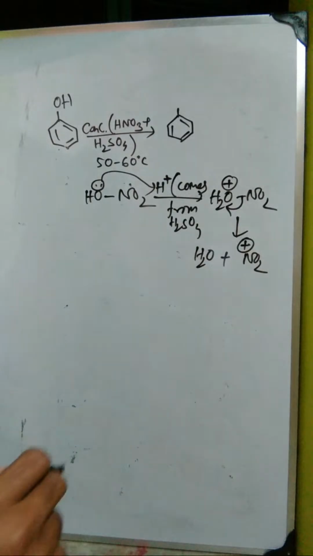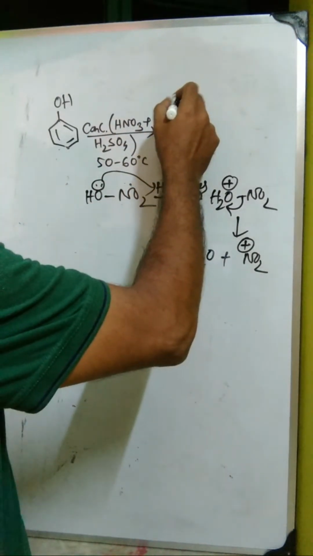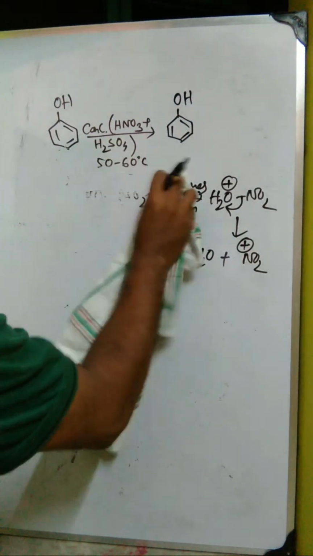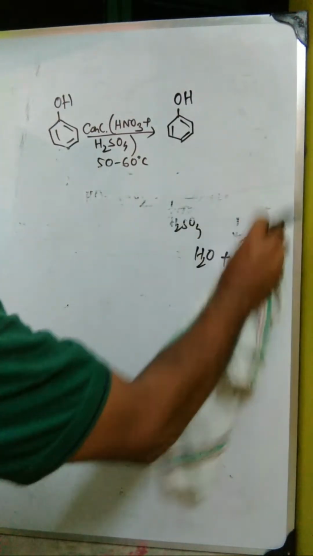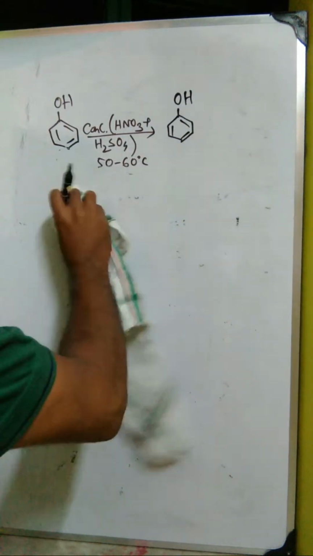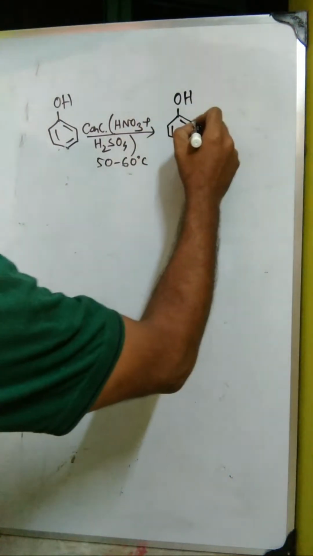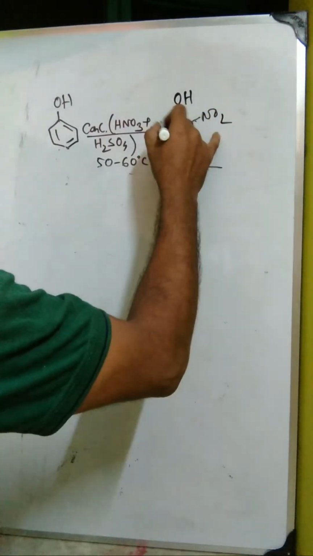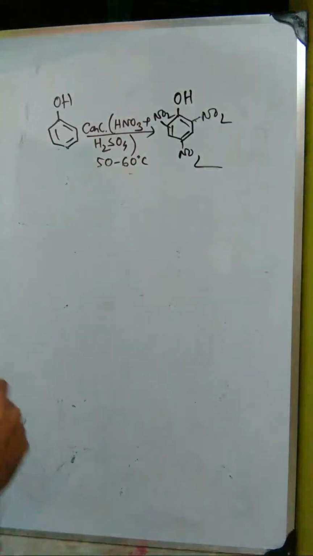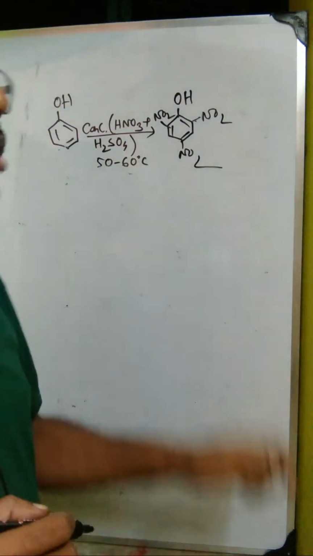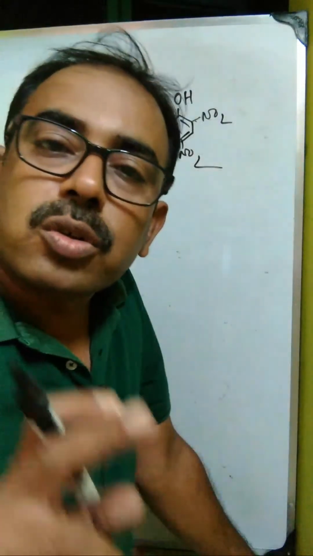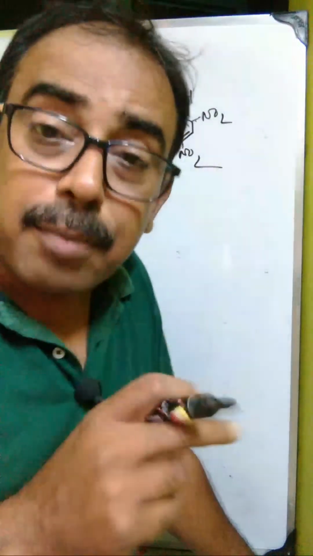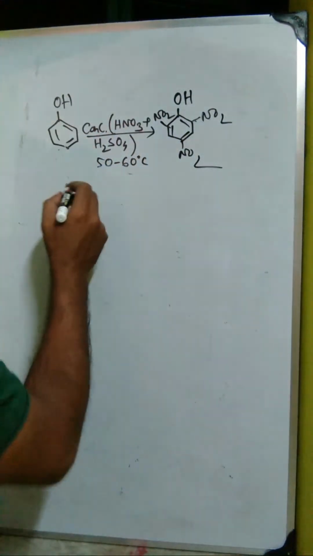Now what happens in the substitution of phenol? The NO2 plus ion actually comes in all three positions, that is, ortho, para, and the other ortho, at once. So at the same time all three NO2 groups are attached to phenol. Why does this happen? Let's see why this happens.